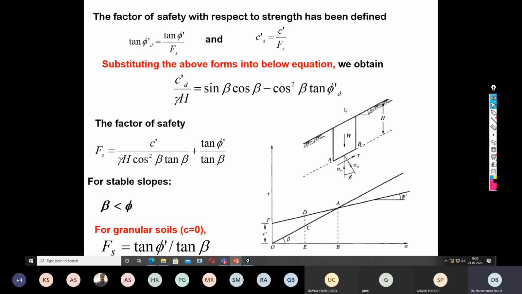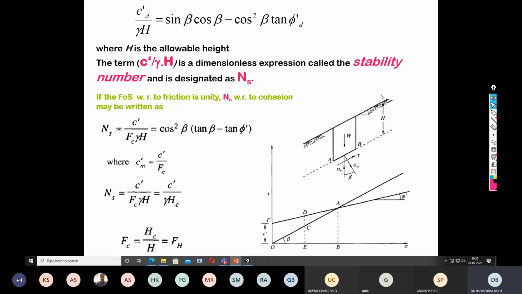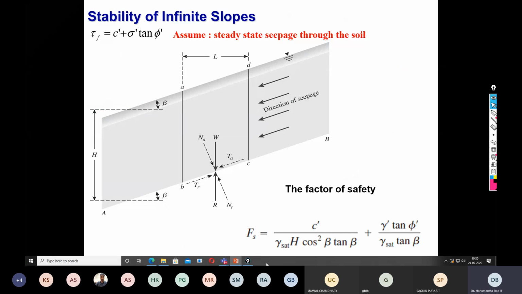Now what if the entire slope is under steady state seepage condition? Your bottom term, the gamma, now became gamma saturated. Now there are two additional terms which come into the picture, that is gamma dash and gamma sat. Gamma dash is nothing but the submerged unit weight of the soil mass, and gamma sat is the saturated density of the soil mass. You can see the ratio of gamma dash by gamma sat is always less than unity.